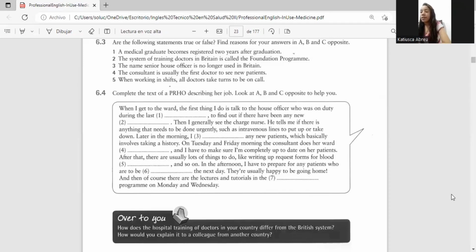On Tuesday and Friday morning, the consultant does her ward round. And I have to make sure I am completely up to date on her patients.